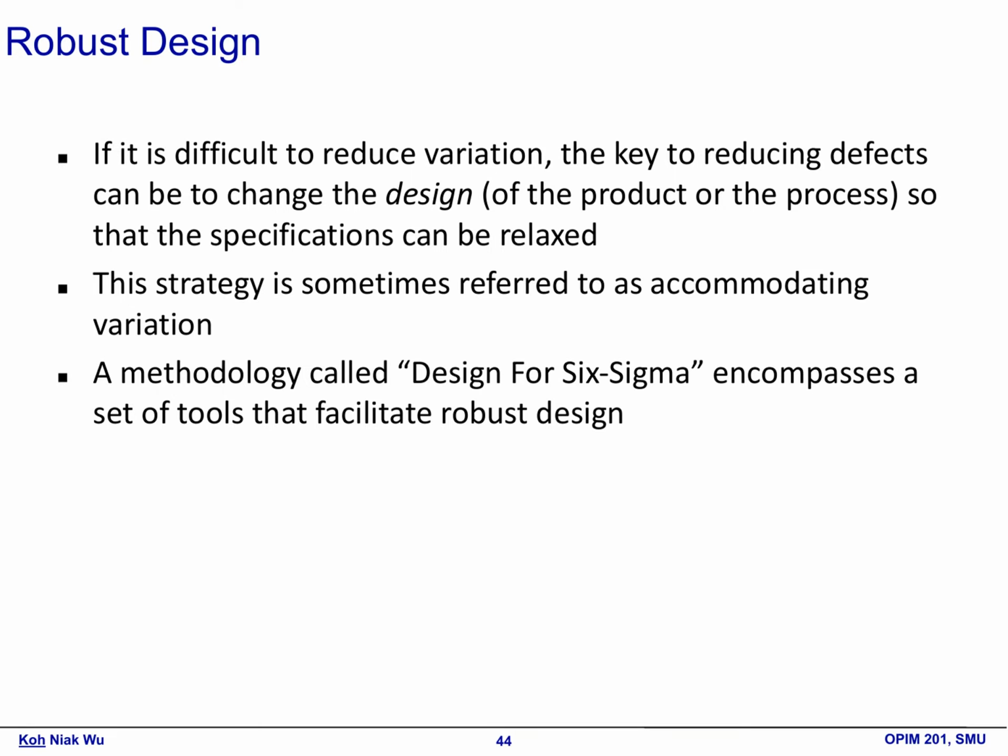One effective methodology to facilitate robust designs is called Design for Six Sigma. This approach offers a set of tools that guide engineers and designers in creating products that not only meet specifications but also withstand variations. It emphasizes proactive design changes rather than reactive fixes.